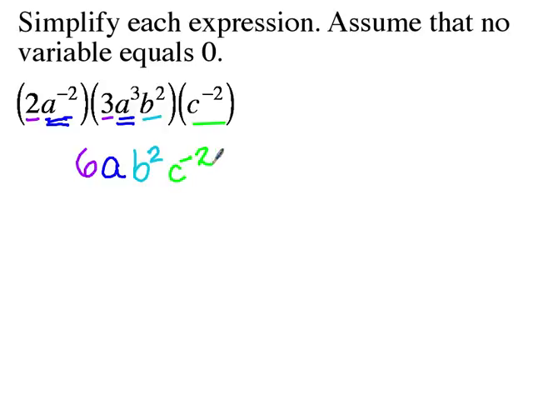And we are almost done, except that one of the things you cannot have is a negative exponent. So I've got to somehow get rid of that negative 2 and make it a positive 2. If you remember the thing with negative exponents, in order to make them positive, I'm going to put them in the other location. Since this is in the numerator, to make it positive, I'm going to put it in the denominator. And so my final answer will be 6ab squared all over c squared. And that's your answer.